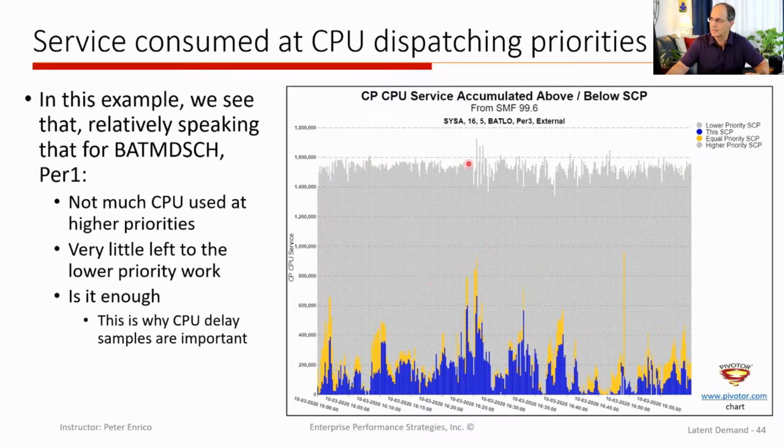Now I'm looking at batch low, which is running at the lowest dispatching priority in the system. We see here that we have all the other work in the system using up the CPU. Eventually it gets down to batch low. And by the way, when batch low uses the CPU, it uses as much as it can. And you can see it's not even leaving anything below it for other workloads to consume. That's what you want to look at in evaluating dispatching priorities and evaluating latent demand.